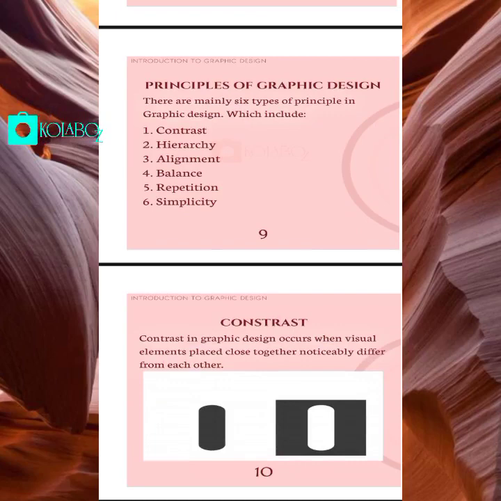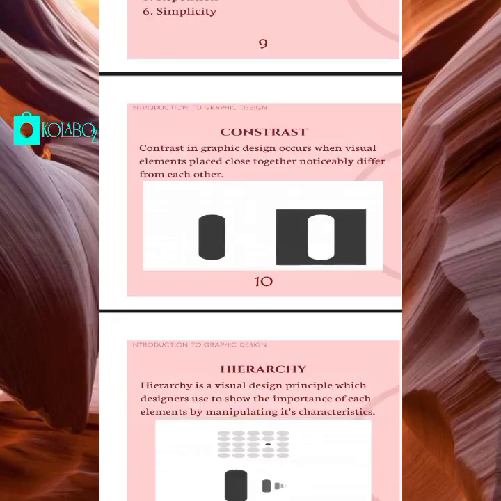There are many principles in graphic design. The ones we are going to talk about are six of them. There are more than six, but the ones I want to touch are six. The first one is contrast. Contrast in graphic design occurs when visual elements placed close together noticeably differ from each other. So it's the difference between two elements.